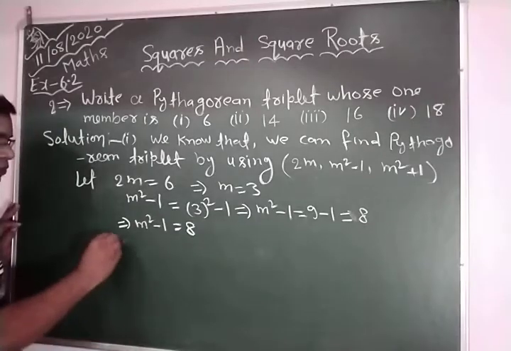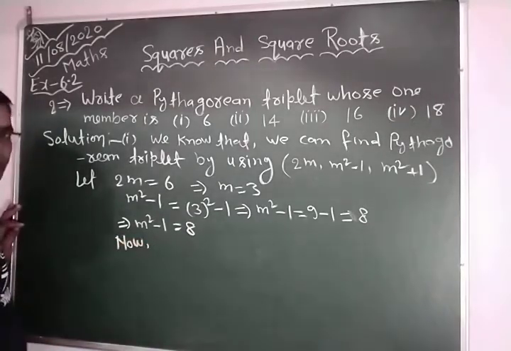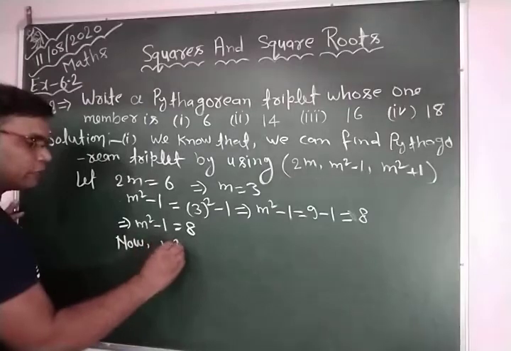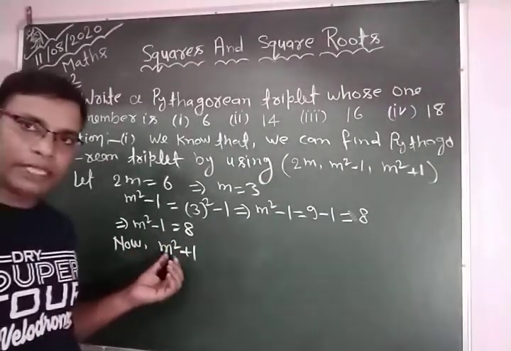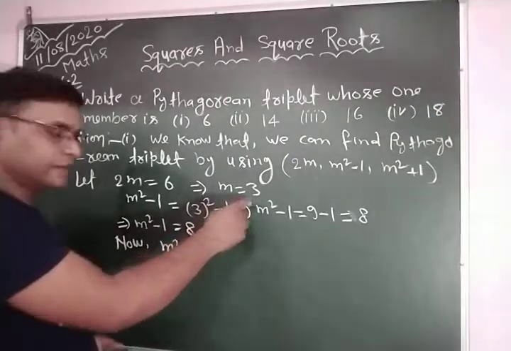Okay, now we find the value of m square plus 1. So the value of m is equal to, we find here, 3.